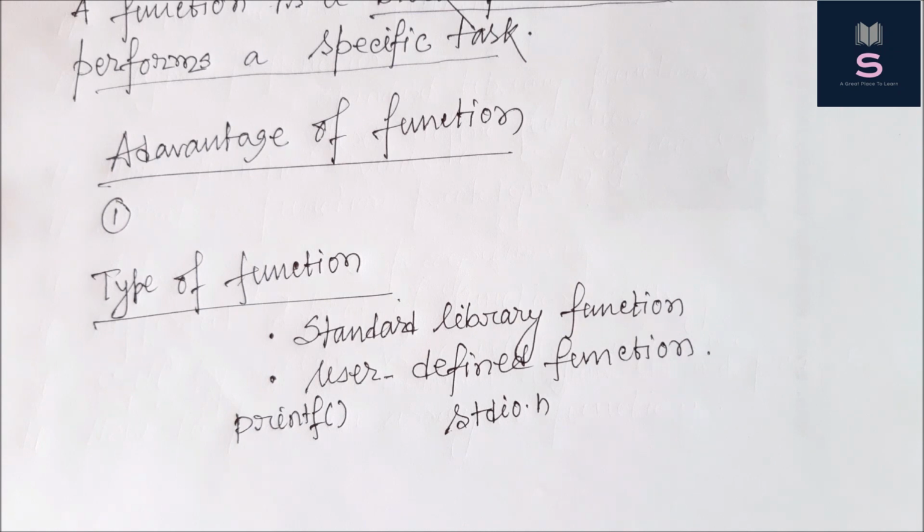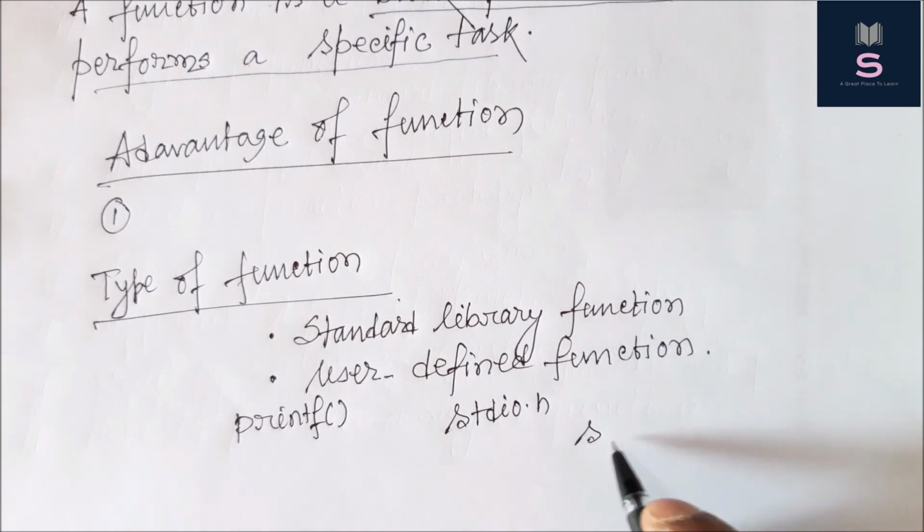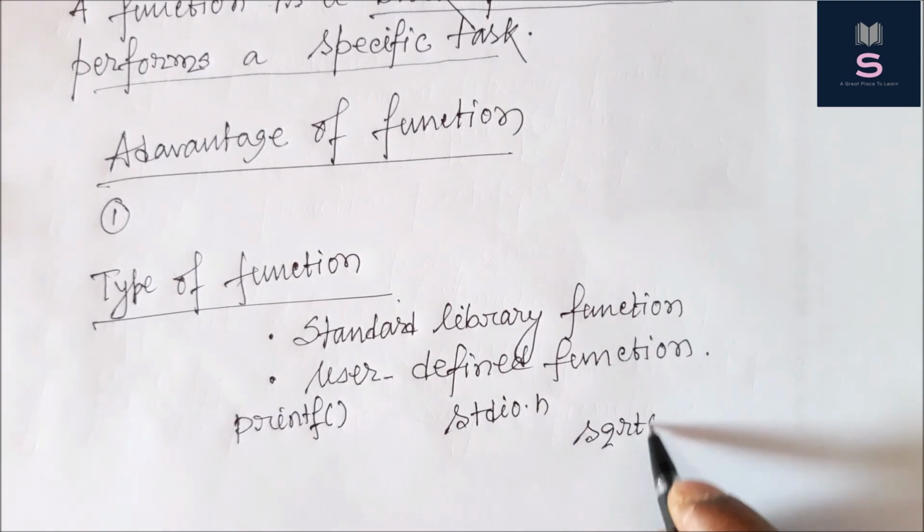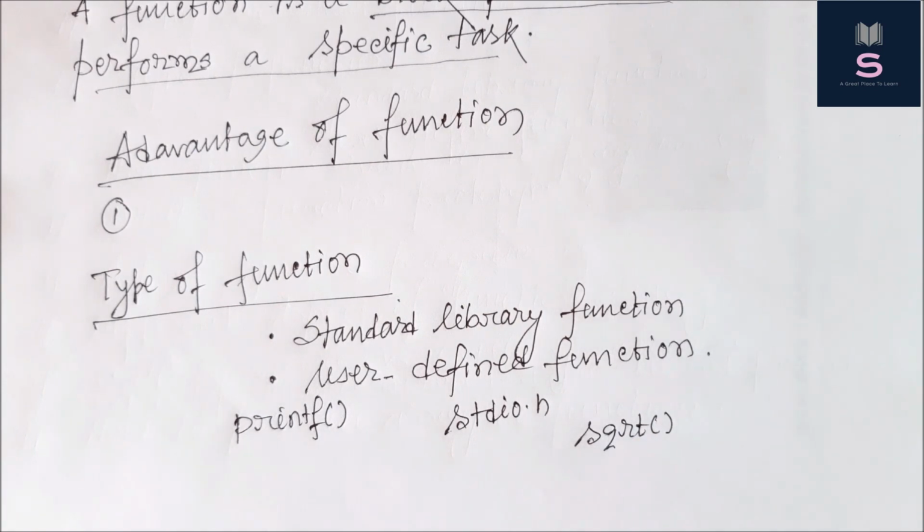We have so many other standard functions. For example, sqrt, the square root function, is already predefined in our math.h header file. So, standard library functions are those functions which are already defined in a header file. There are so many header files: stdio.h, math.h, conio.h, error.h, and many others available in C programming. These belong to standard library functions.